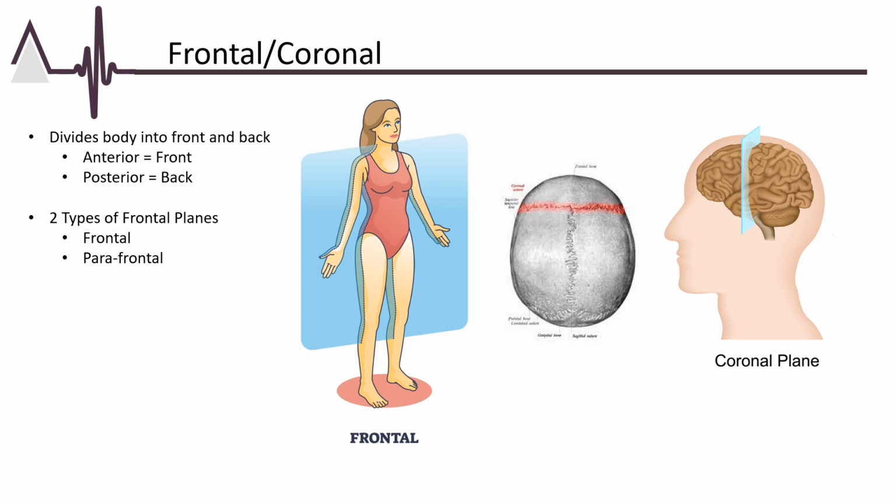Second is the parafrontal plane. These are frontal planes that are parallel to the standard frontal plane but off-center. Parafrontal planes divide the body into unequal anterior and posterior portions. The frontal plane is useful in examining structures and organs in the body from the front and back, such as the heart, lungs, liver, and stomach.